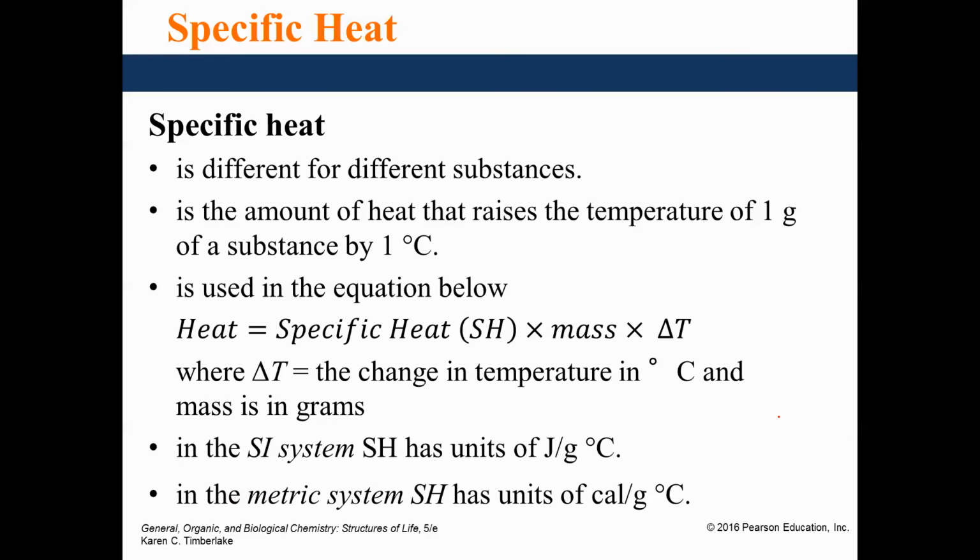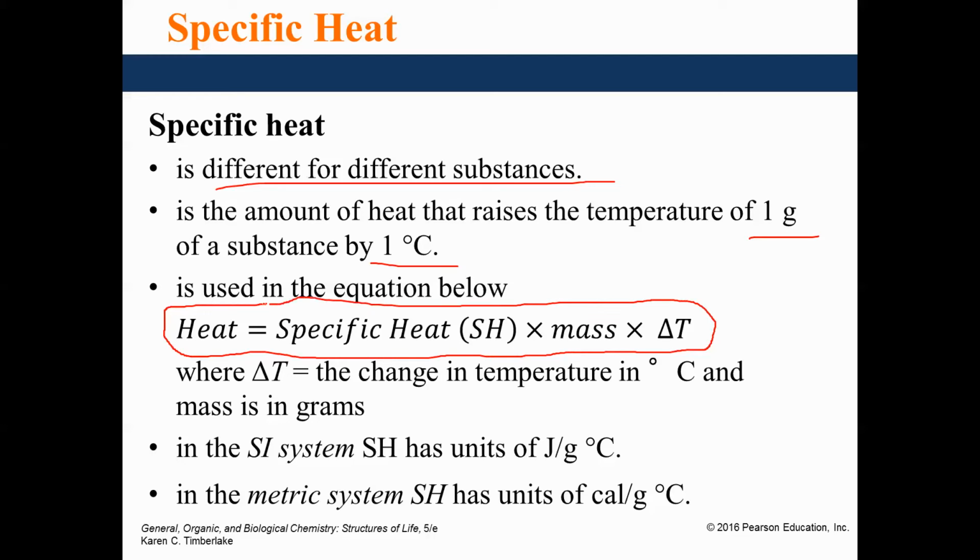Let's talk about specific heat. Specific heat varies from substance to substance, so it's different from one substance to another. It's the amount of heat that raises the temperature of 1 gram of material by 1 degree C, and we use that in this equation right here. Heat equals specific heat times the mass of our material times our change in temperature. So specific heat is used to calculate the relationship between change in temperature and heat, or energy in other words.